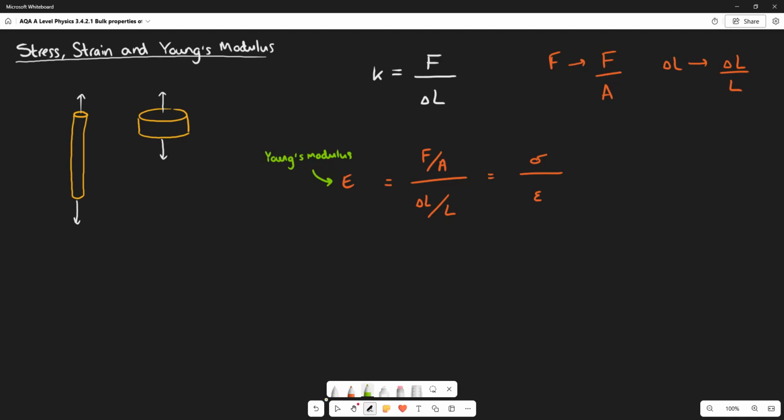The units, we have newtons and meters squared, so this becomes newtons per meter squared, and we have length measured in meters divided by another length measured in meters has no units, and the units of Young's modulus are newtons per meter squared, or more typically pascals.